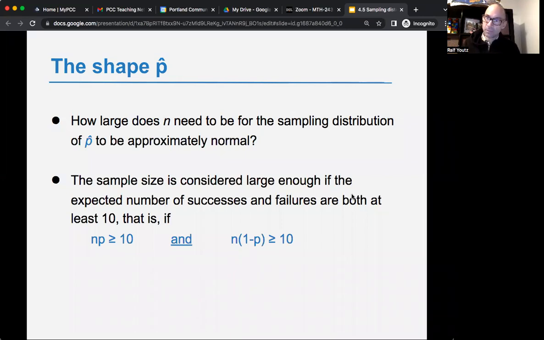Now, how large does the sample size or the number of attempts n need to be for the sampling distribution of varying sample proportions from sample to sample, p hat, to be approximately normal? That sample size is going to be large enough whenever the expected number of so-called successes and so-called failures are both at least 10. That's if you take the product of n and p, the sample size and the population proportion, that's 10 or greater, and the product of sample size n and the remaining proportion of the population, 1 minus p, is also 10 or greater. It's a technical thing that is still around from the olden days of statistics.